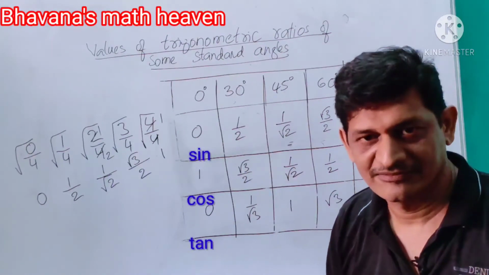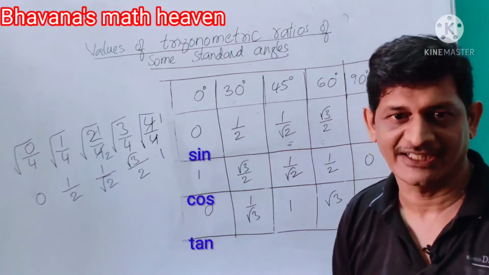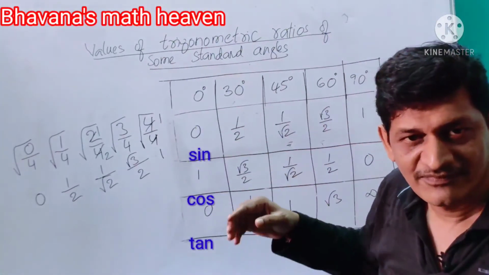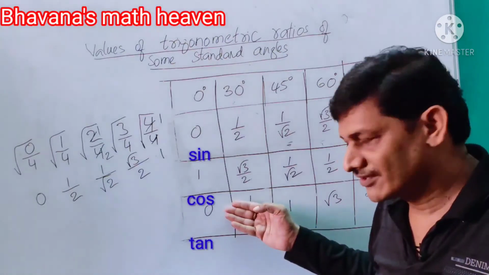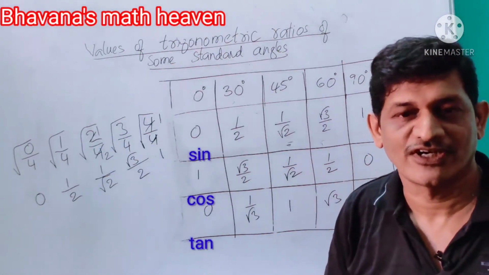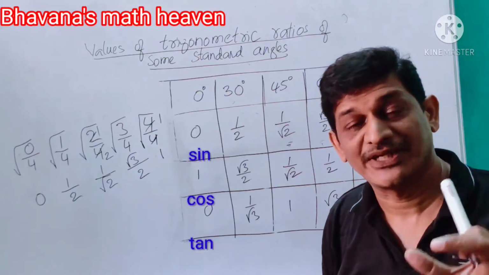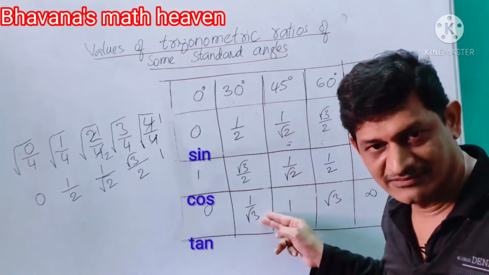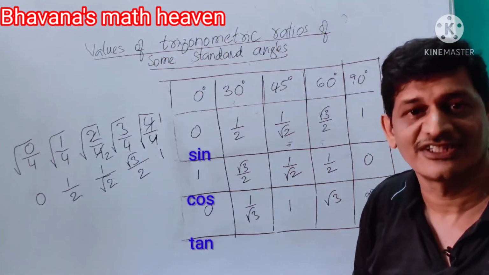And further, if you want to memorize the values of cosecant, secant and cot. Cosecant is the reciprocal of sine, and secant is the reciprocal of cos, cot is the reciprocal of tan. Suppose you want to find the cot 30 value, so first of all pick the tan 30 value. Tan 30 value is 1 by root 3. So the cot 30 value is its reciprocal. Reciprocal of 1 by root 3 is root 3.